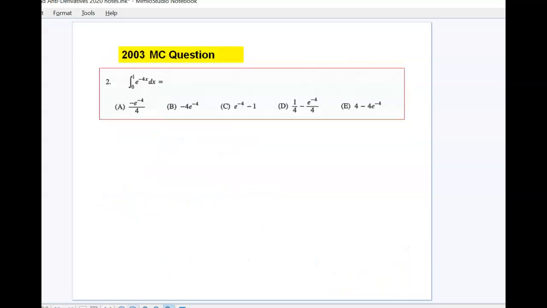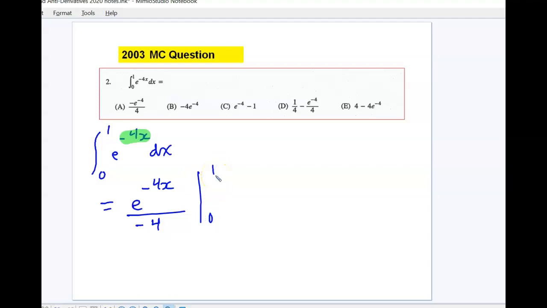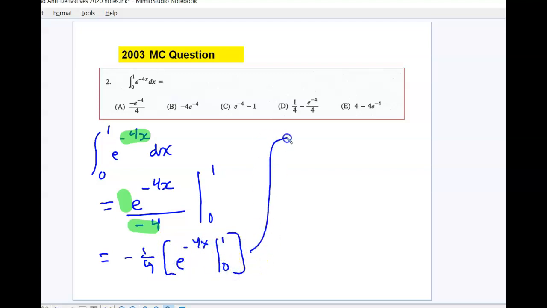All right, here's a multiple choice question from the 2003 exam, and it says we want to evaluate the integral from 0 to 1 of e to the negative 4x dx. Well, this is similar to our trig function earlier, so notice my exponent is not just x, it's negative 4x. So when I integrate this exponential, it's going to be itself divided by the derivative of the exponent, going from 0 to 1. Again, there's really a 1 and a negative 4 here, so that becomes my coefficient of negative 1/4 e to the negative 4x going from 0 to 1.